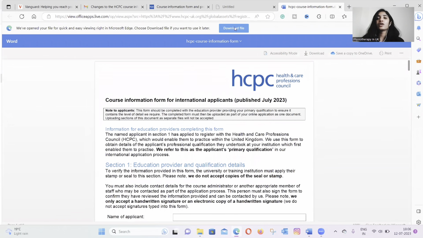All you need to do is click on download the file and the file gets downloaded for you. You can then sit and edit this document within Word.